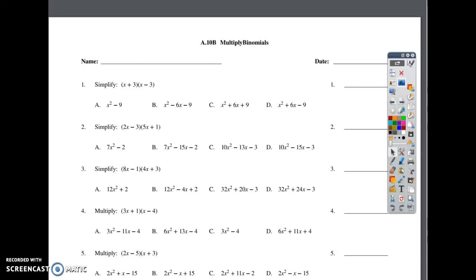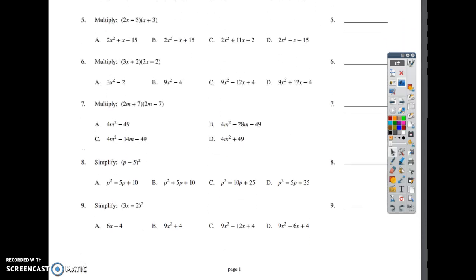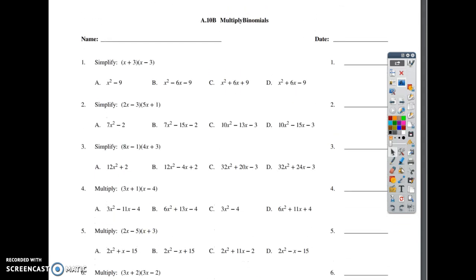Okay, so today we're doing this front and back page. This is the front page of it, and I really want you to do problems 1 through 9 without any help from me. Okay, I want you to do those first. This page, you do it first.